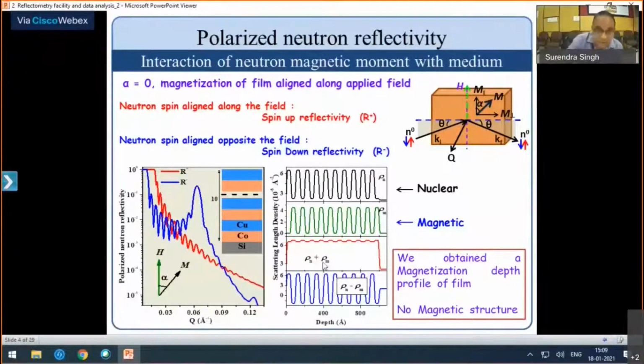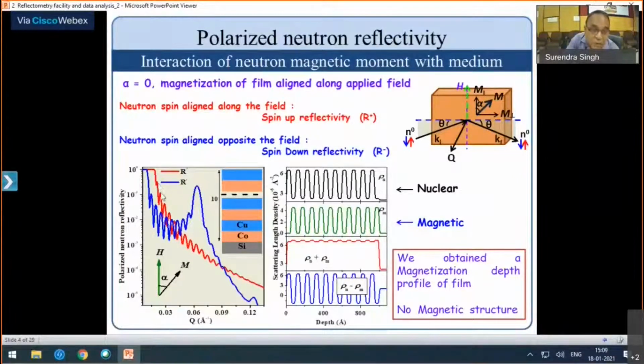So you can see for R plus, which is showing this red curve over here, the contrast, the density, that's why you are noticing that Bragg peak. Okay, it is something like a high intensity Bragg peak. Bragg peak is there, but high intensity. Whereas for rho n minus rho m, the contrast is very large. You have a nice Bragg intensity as well as the Kiessig oscillation for R minus.